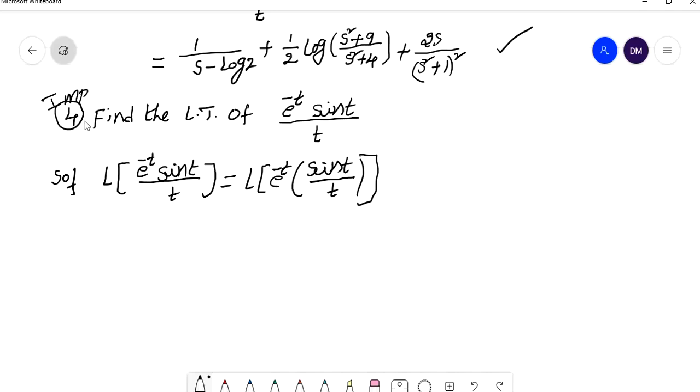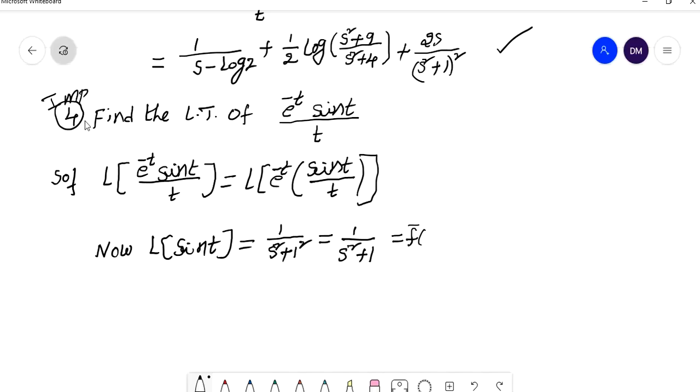If you want to use the division by t property, first we have to find L of sin t. L of sin a t is a by s square plus a square. Here a value is 1, so it is 1 by s square plus 1 square, which is equal to 1 by s square plus 1. Take this as f bar of s.